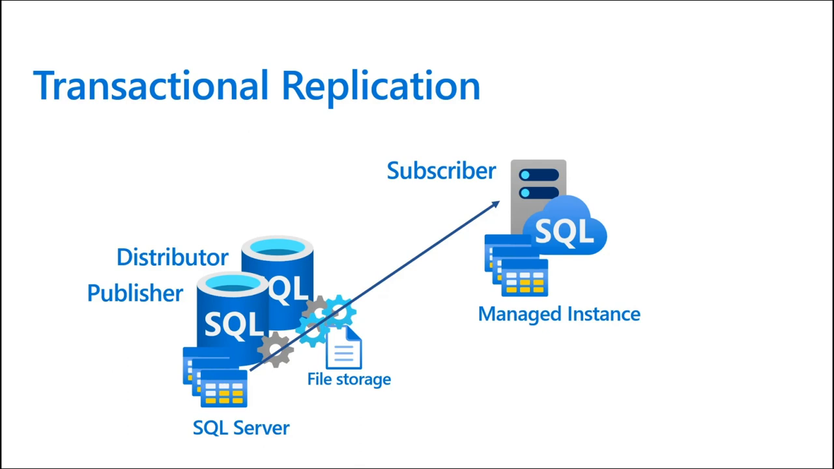Distributor collects the changes from the publisher and sends them to the subscriber. Distributor acts as a reliable storage and forwarder, and it can work with multiple subscribers. Finally, subscriber receives all the changes from the publisher, and subscriber is the target of the replication.